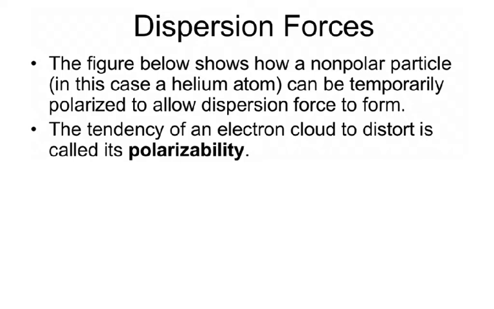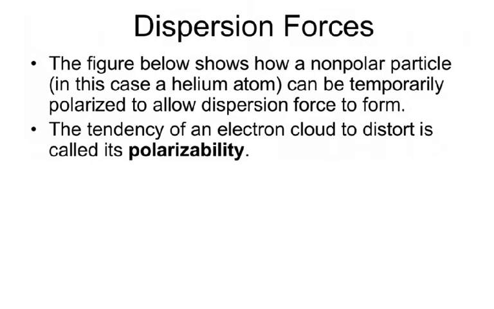It's the tendency of the electron cloud to distort itself. And some things are very polarizable, some are not. And it has to do with the electron cloud. As electrons randomly move around, they can become polarized. Now, what you will learn is that this happens for a split second. When they become polarized, they don't stay that way. It's basically what we call a temporary dipole. We'll talk about that in a moment.